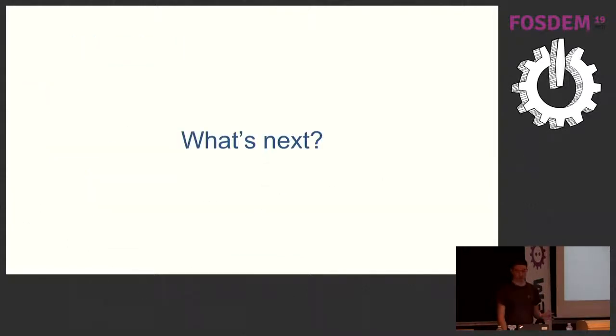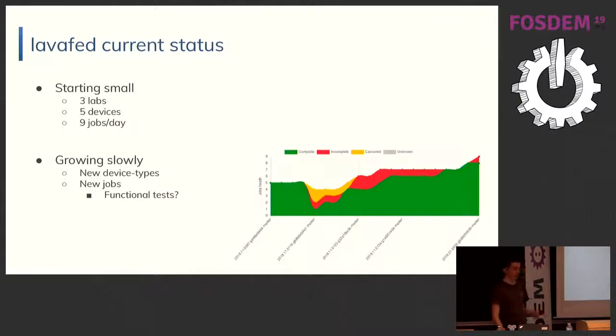So what's next? Currently, we started small. We have only 3 labs and 5 devices, which is not much, and only running 5 jobs a day. I understand it's not much, but we are adding new device types. As you can see, when I'm adding a new device type, it's just failing, usually. So I'm fixing it and then adding another device type a bit later on. And we want to have new jobs, old functional tests to run inside LavaFed.